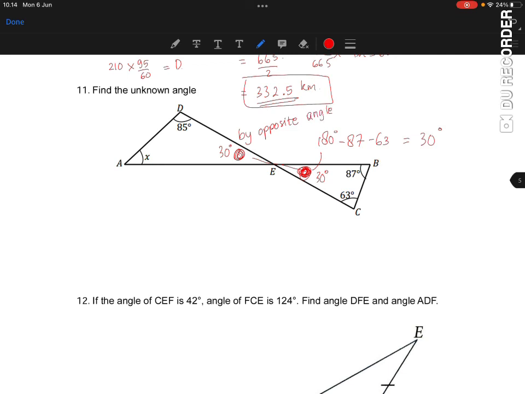Finish. Then continue with the x now. Use this triangle, okay? So 180 minus 85 minus 30. It is going to be 65 degrees. Finish. This one is the answer.